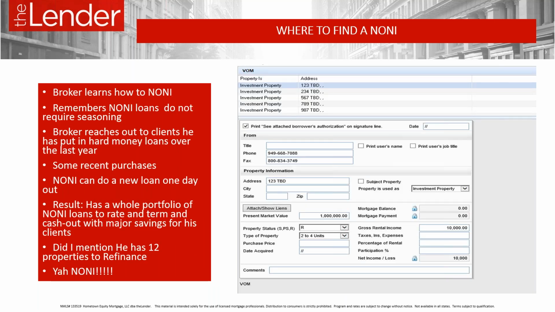This broker learned how to Noni, and he remembered that the Noni doesn't require any seasoning. He does a ton of hard money purchases. So he went back and started looking at some of his investors' schedule of real estate. And you can see the LOS system there. Obviously, we can't show addresses. But this guy found 12 loans that range anywhere from 10 to 12 to 14% interest rate. And he can do a rate and term on these. He also found a few recent purchases, and we can do a rate and term, which most would consider a cash out, 1 day out of that purchase.